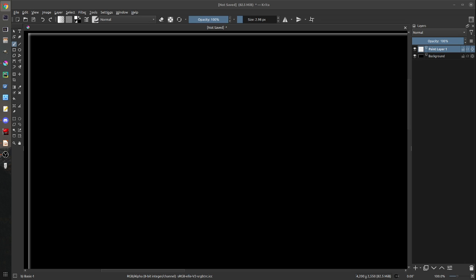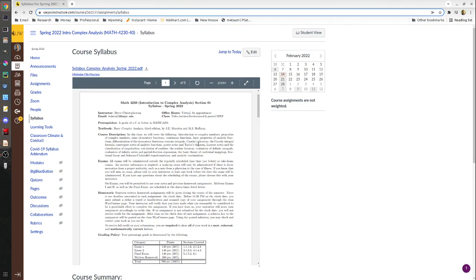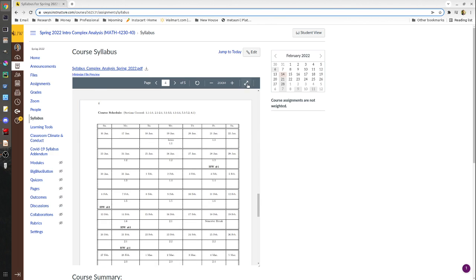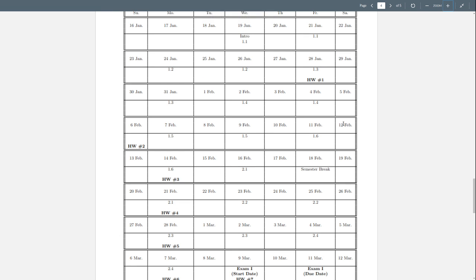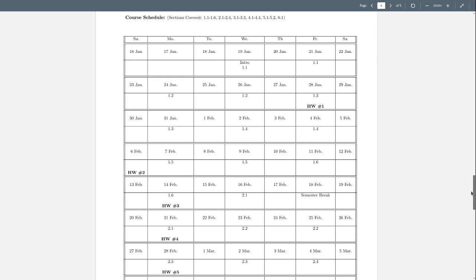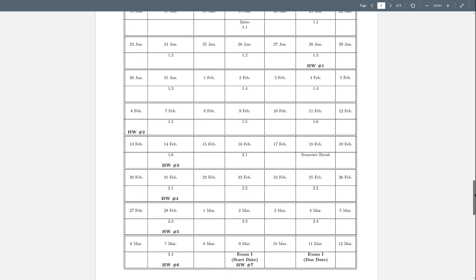If you go and look at the syllabus on our class course page, you can see, and I'll pull this up here. All right, we'll zoom in a little bit. If we look at the old schedule, we are up to 2.1. We should be doing 1.6 today, but we finished that last Friday. So we're up to 2.1.